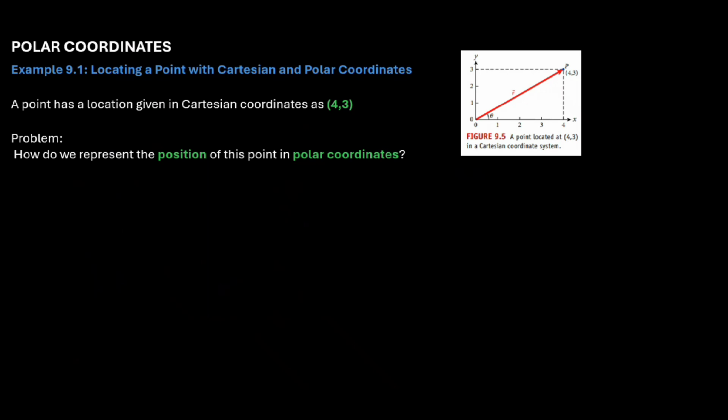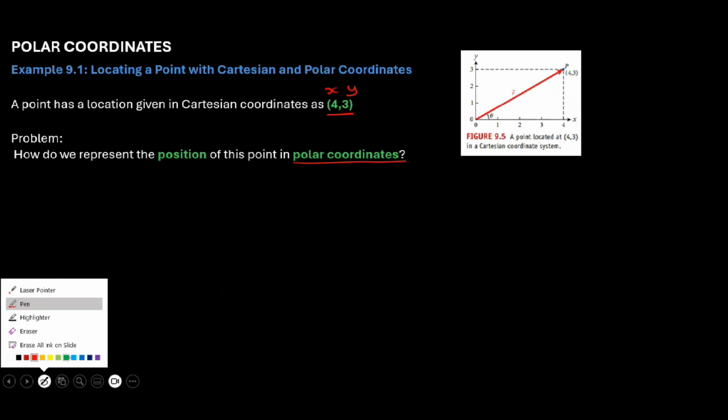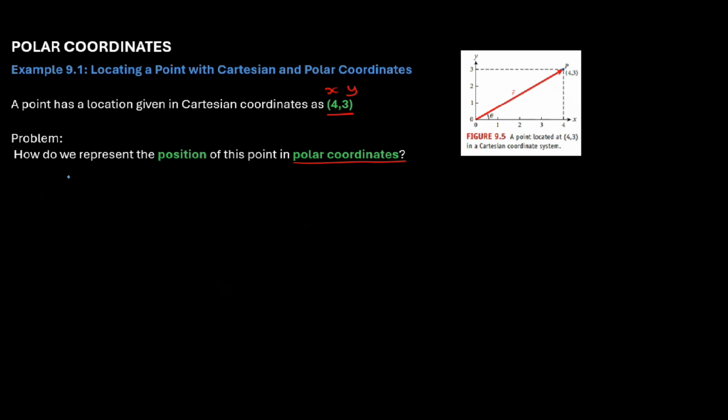Let us solve some problems using the expressions we just discussed. Example 9.1, locating a point with Cartesian and polar coordinates. A point has a location given in Cartesian coordinates as 4, 3. So this is my x value and y value. How do we represent the position of this point in polar coordinates? Representing the position of a point in polar coordinates means finding the value of r and theta.